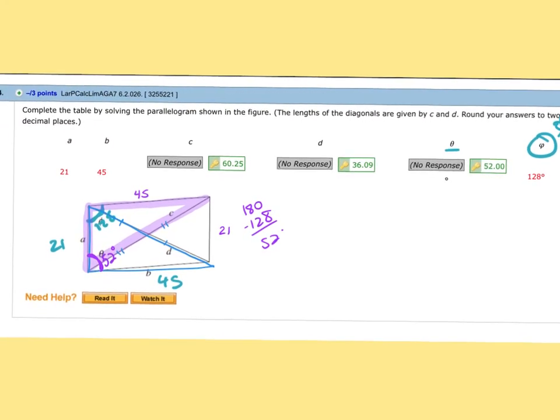Yeah, you're welcome. All the things that they assume you know, like parallelograms, are big on standardized tests, so it's good to review those skills. But they will assume that you know all the things about parallelograms.